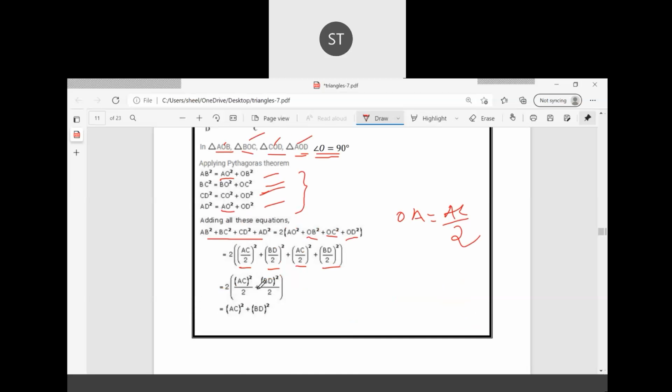So it is equal to 1 by 4 plus 1 by 4 only, right? So here we are getting AC square by 4 plus 1 more AC square by 4. If you add this, we'll get AC square by 2. Similarly, BD square by 2. So the 2 will get cancelled. What is remaining there? AC square plus BD square. So the sum of the squares of all four sides is equal to the sum of the squares of the diagonals in the case of a rhombus.